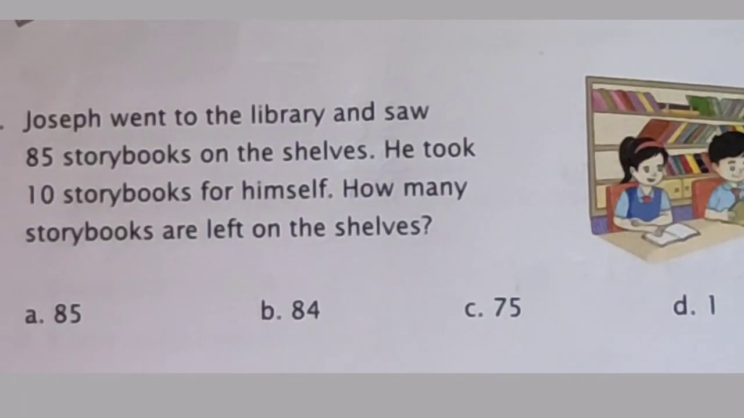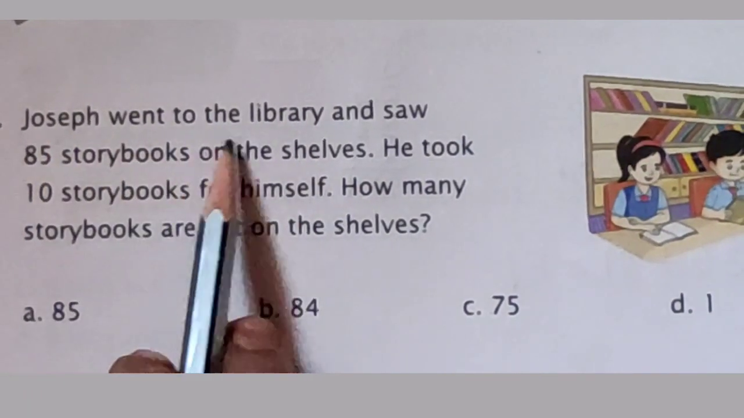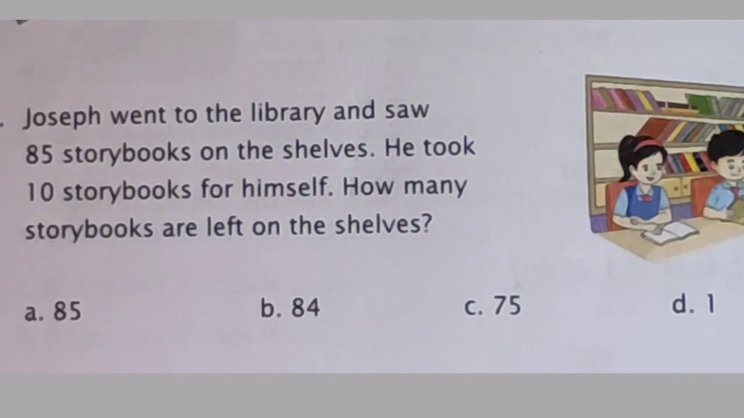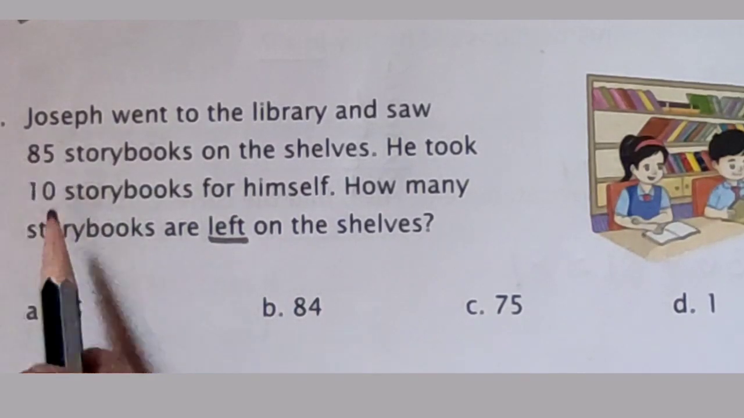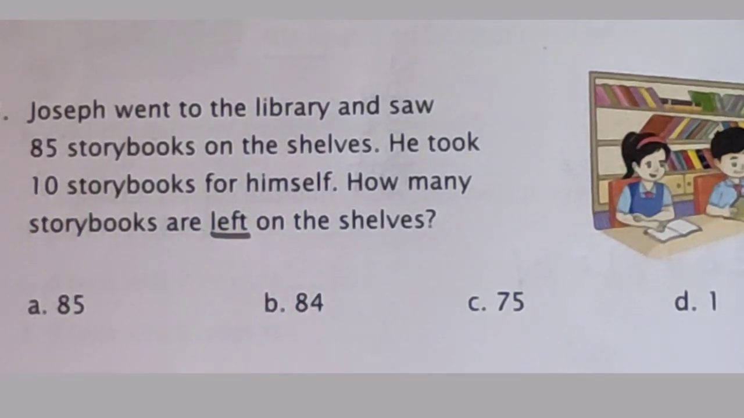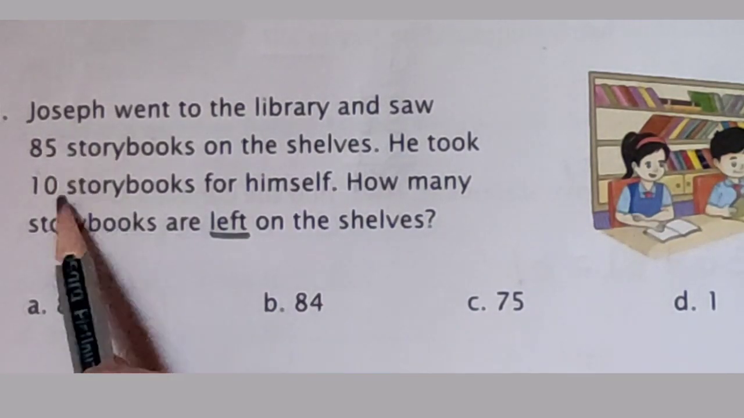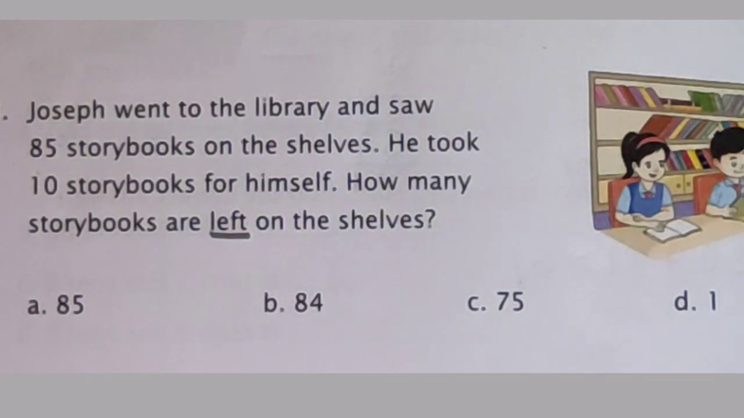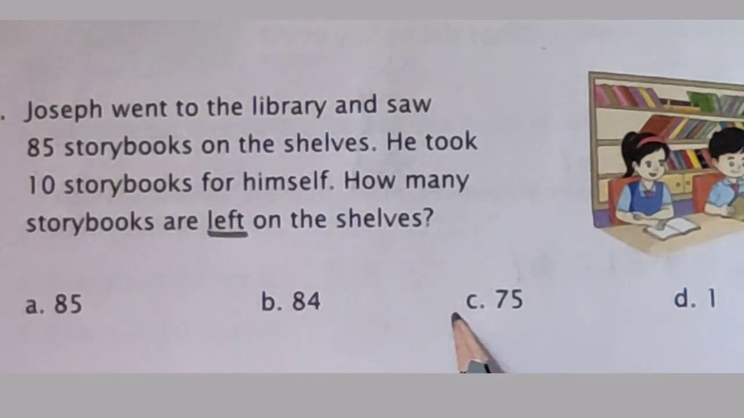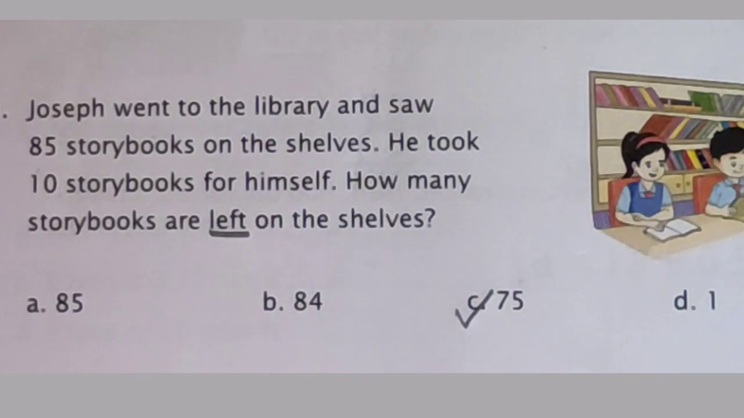Now let's move on to the third question, that is Joseph went to a library and saw 85 storybooks on the shelves. He took 10 storybooks for himself. How many storybooks are left on the shelf? Underline left. From 85 you have to take away 10. So do it mentally. 5 minus 0 is 5. 8 minus 1 is 7. So 75 books are left on the shelf. Tick that C option, 75, children.